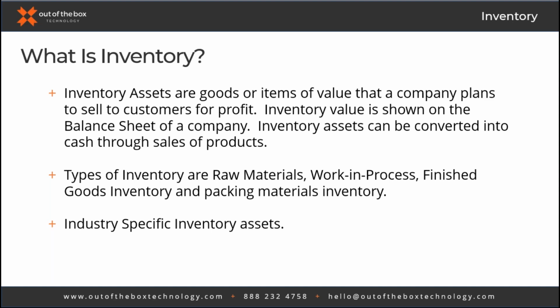Work in progress, which are semi-finished goods made up of component parts in production. Finished products, which are finished goods or products that are ready for sale. And consumable goods, which are items required more on the administration side, such as labor or packaging, rather than on the manufacturing side. Each industry, of course, has different types of inventory. And because inventory has value and inventory assets can be converted into cash through sales, inventory assets appear on the balance sheet.